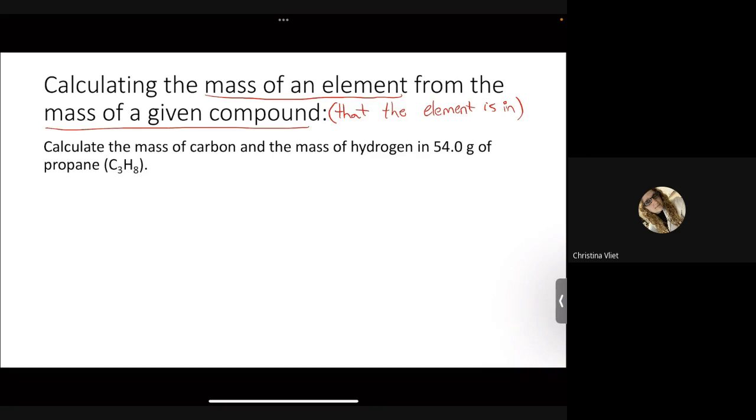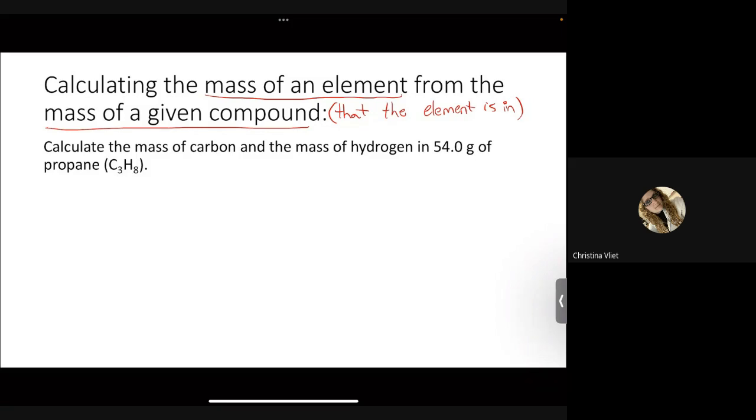So now we've got an amount that's not 100. We've got a different amount. And we want to know, from any amount of a compound, could we figure out the mass of the elements within that sample of the compound? That's the final thing we're looking at today.